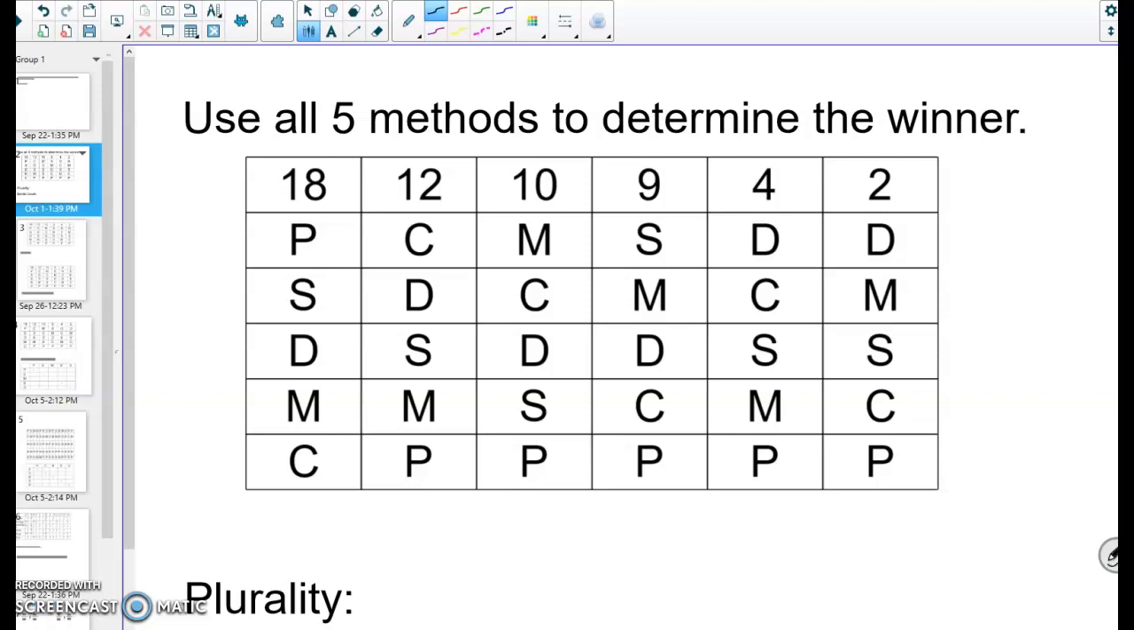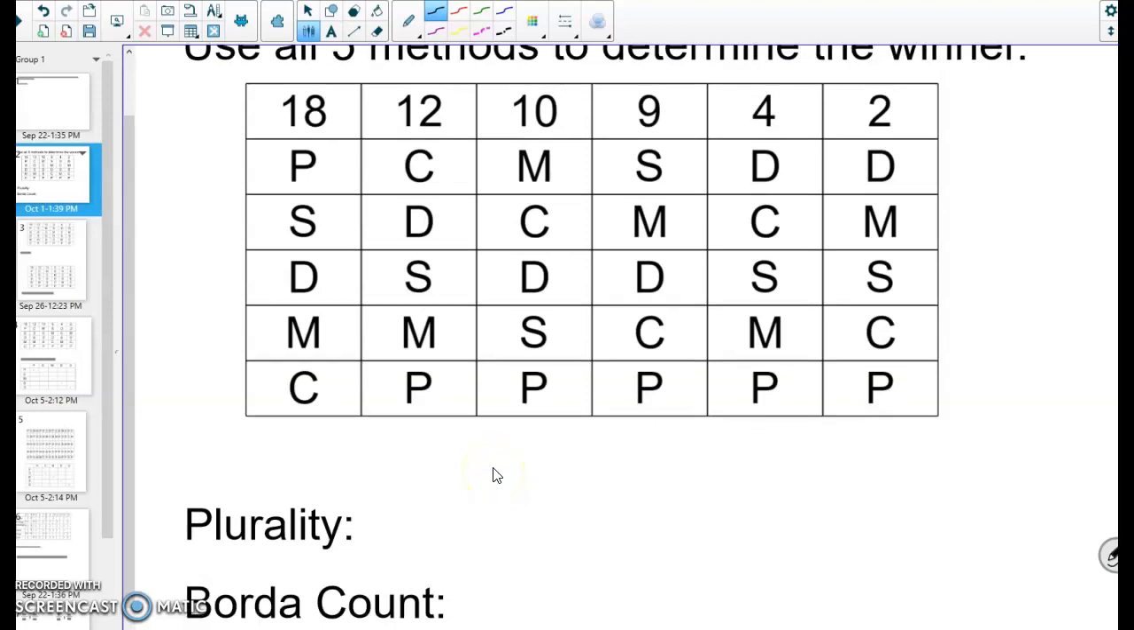So here's our review for our second test on voting theory. So we're going to start with stuff we have already been tested on. The first one is plurality, which is who has the most first place votes. So I'm just looking at each column here.